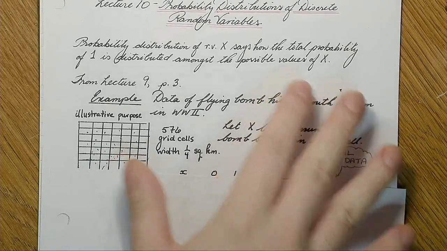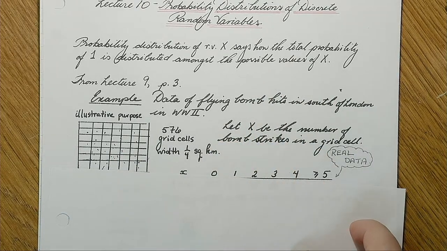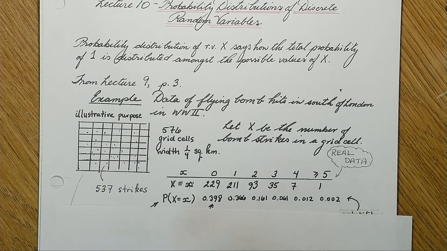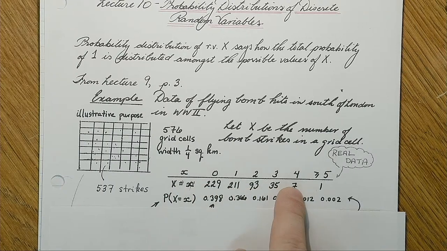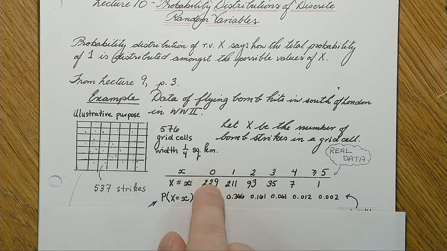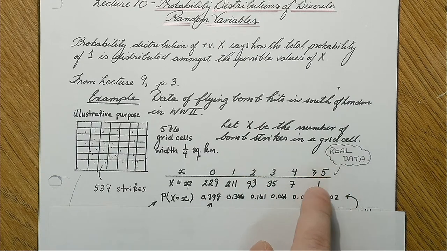Again, like we said, we're going to let X be the number of bomb strikes in a grid cell. And we had this probability distribution. Here was X, which was the value from 0 to greater than or equal to 5, the number of strikes. And these are the number of cells that contain 0, 1, 2, 3, 4, and greater than or equal to 5 strikes. And down here we have the probability that we calculated.